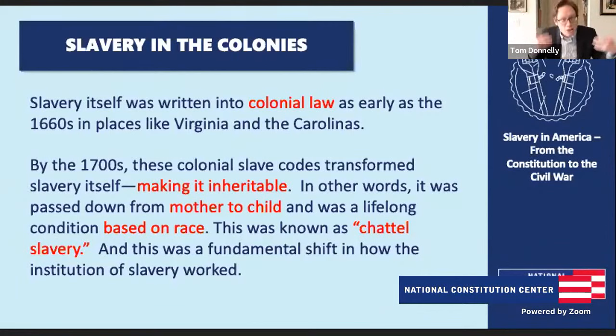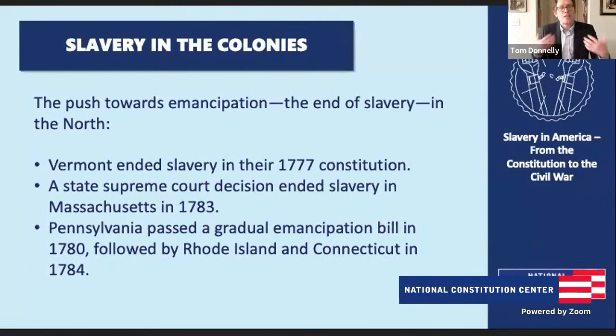But the other part is, as we get closer and closer to the Constitutional Convention in 1787, we see a growth of a push for emancipation in the North. And so we see Vermont ending slavery in their 1777 Constitution. We see Massachusetts, through a Supreme Court decision, ending slavery in 1783. Then we see states like Pennsylvania, Rhode Island, and Connecticut pass gradual emancipation bills.